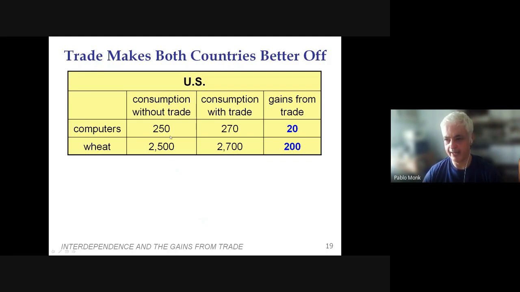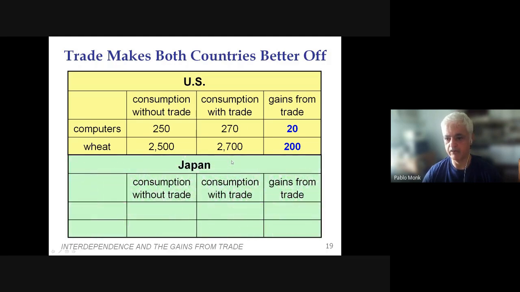So for the US, they have 20 more computers and 200 more tons of wheat. Wow, that's fantastic. They've got an excess of both. And Japan has 10 more computers and 100 more tons of wheat. So they're better off. Both countries have a positive gain over what they could do themselves.